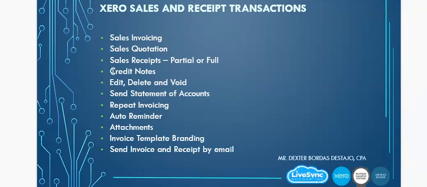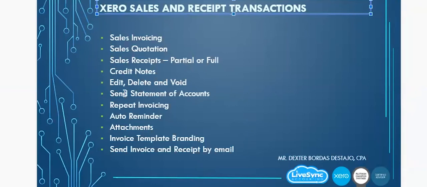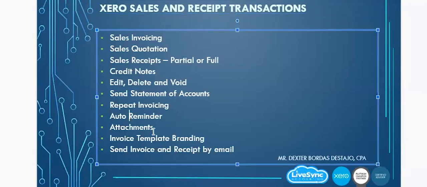We can also create credit notes against an invoice and then allocate that particular credit note to the invoice, or create a separate standalone credit note. You can edit, delete, and void credit notes, invoices, and quotations. You can send statements of account. You can repeat the sales invoicing, especially when you are doing retainer business. So if you're charging fixed fees for your customer, we would advise that you use the repeating invoice feature.